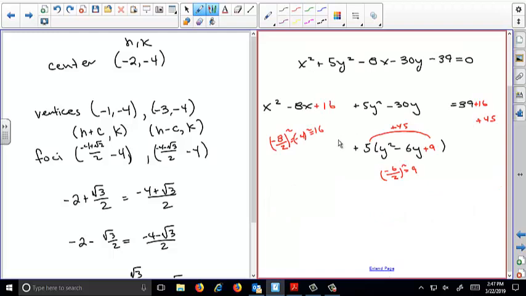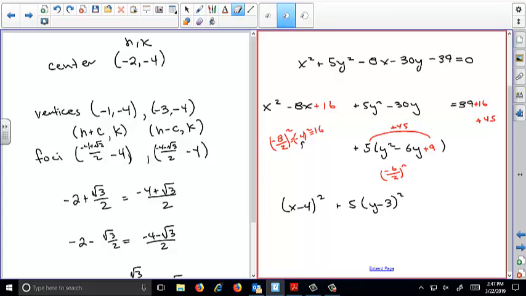Then you can take this and you can make it into a complete square. So it's going to be x, and the number you use is this intermediate one. So negative 8 divided by 2 is negative 4. So it's x minus 4 squared. And then you have the next part, which is 5 times y minus 3 squared. I didn't show the intermediate step here, but if you take negative 6 divided by 2, you get negative 3 squared. So that's the number that's for the complete square.